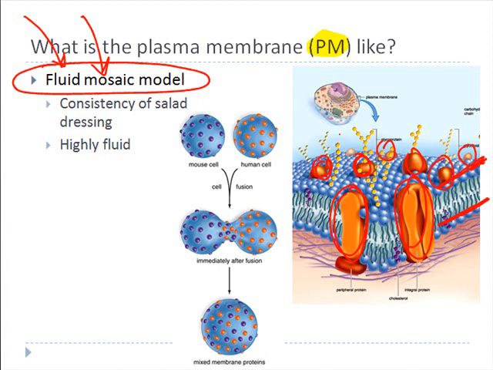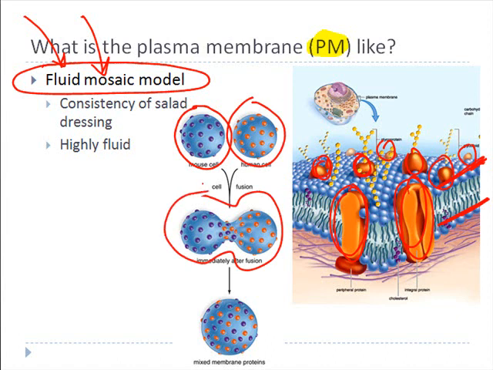Now, there have even been experiments to show that there's constant movement of this plasma membrane. Scientists took a mouse cell and tagged the proteins in the plasma membrane with a fluorescent dye. Then they took a human cell and tagged the proteins in its plasma membrane with a different fluorescent dye. And then they united these two cells together to form one larger cell. Over time, they saw that the proteins from the human cell and the proteins from the mouse cell intermingled and mixed together. And that, to them, showed that the plasma membrane is constantly in motion, moving around in a very fluid-like way.